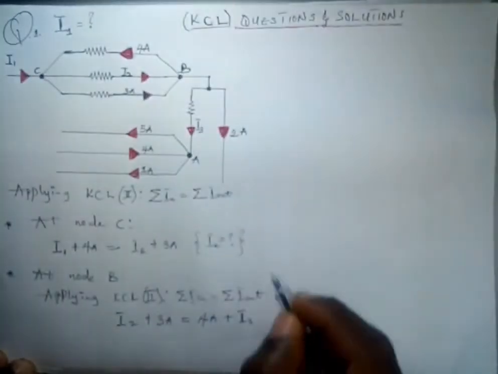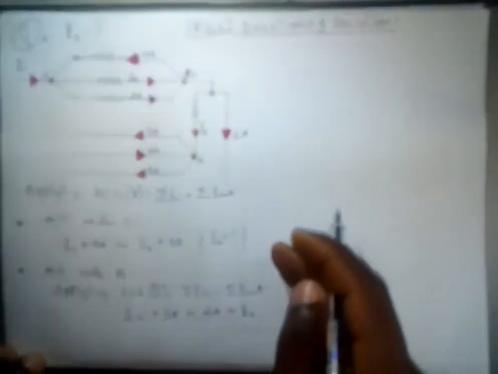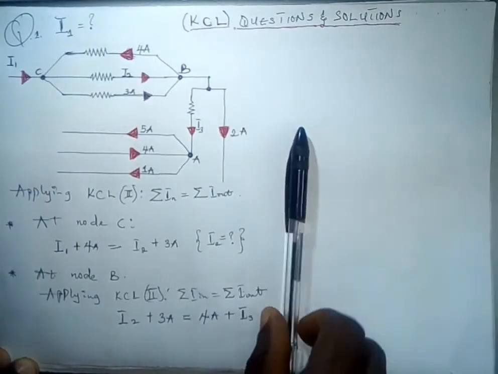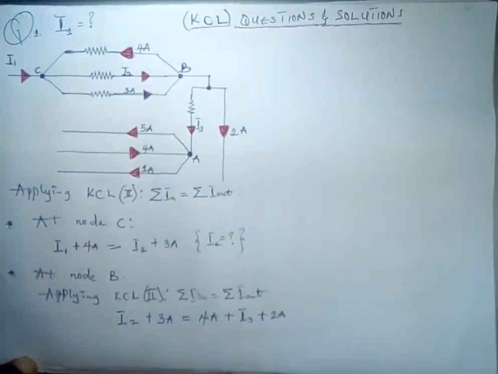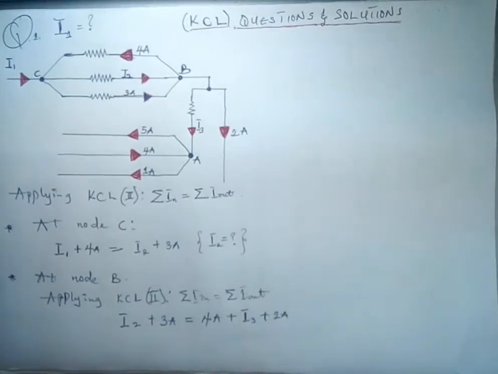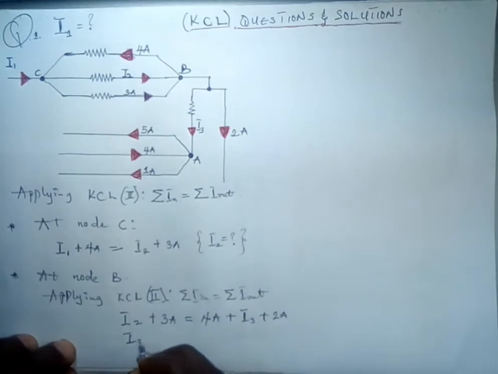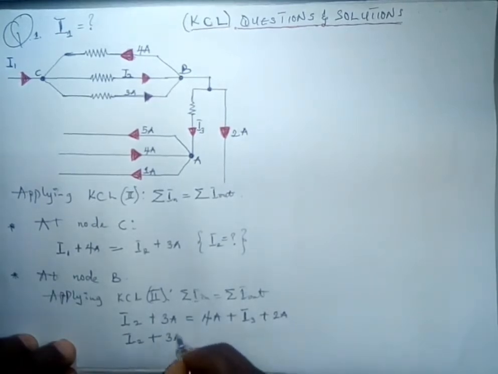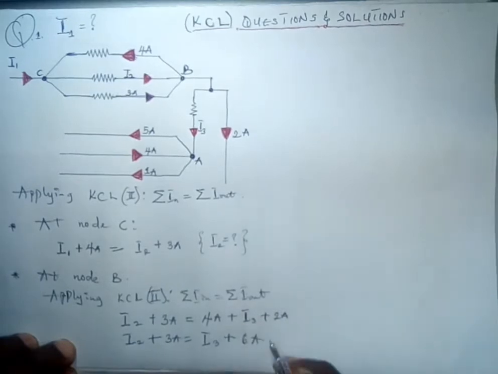So the same thing, the 2 ampere is coming from that direction as well. Definitely it's actually leaving the node. So you have plus 2 ampere. That is what we have here. By the time we add these ones together, we're going to have I2 plus 3 ampere equals, by the time we have this over this, I3 plus 6 ampere.